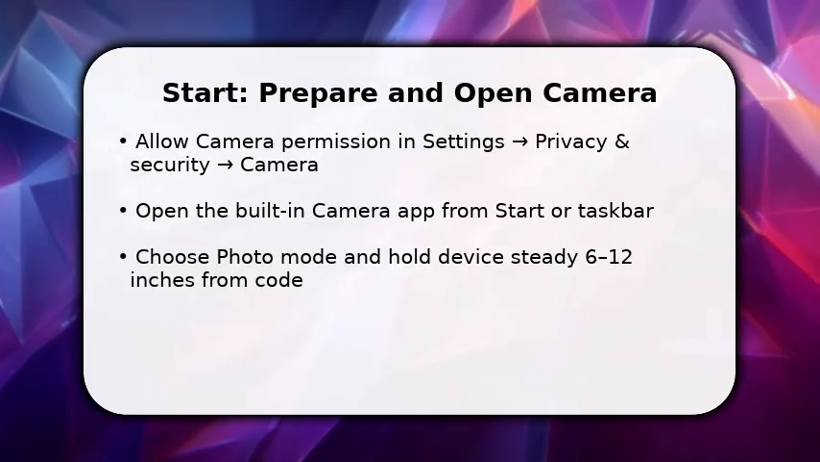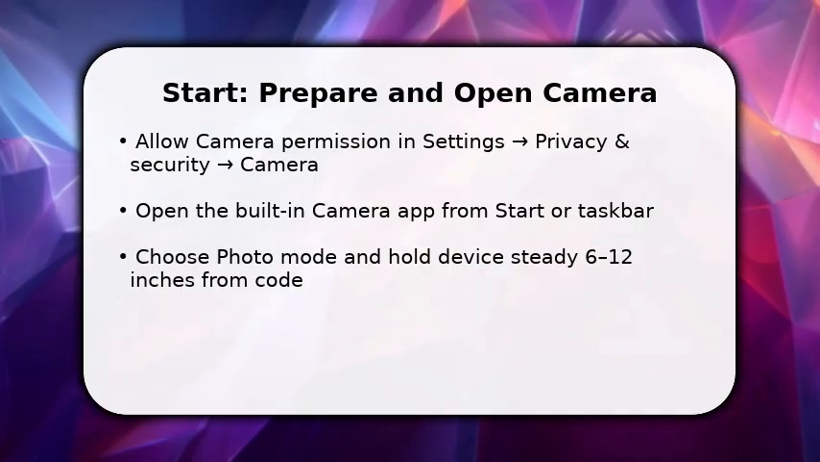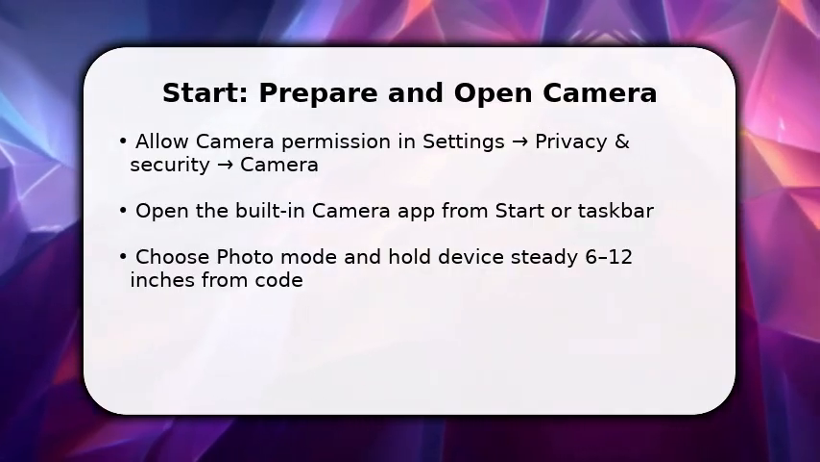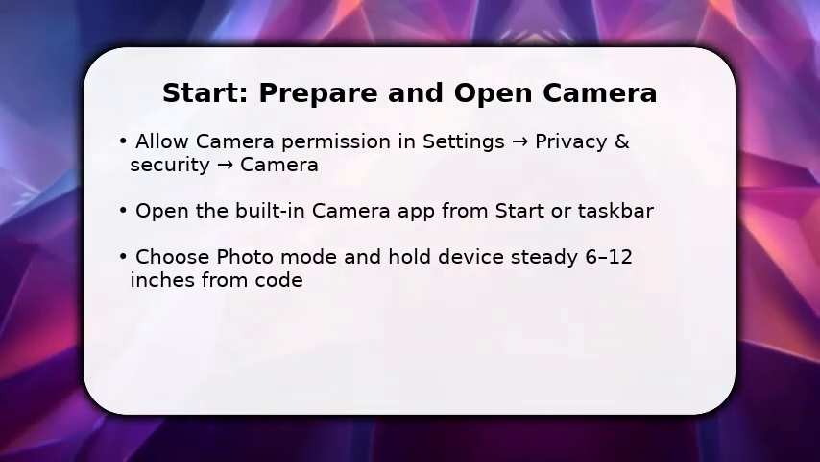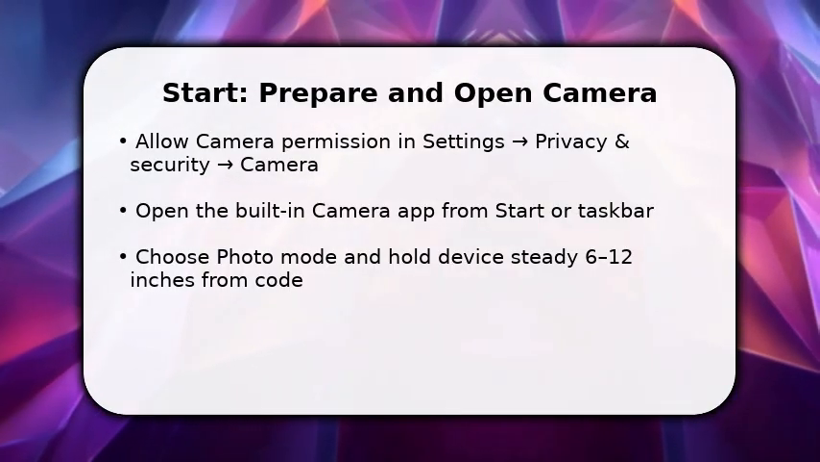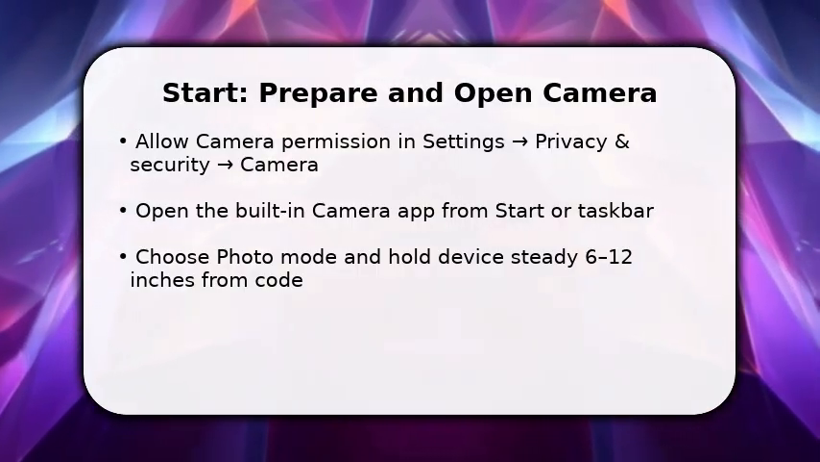Position your PC or external webcam so the QR code fills the frame without being clipped. Hold steady roughly 6 to 12 inches away. Make sure lighting is even and avoid glare. If the built-in camera app doesn't detect the code automatically, don't stop. Install a free Microsoft Store QR scanner as a fallback.